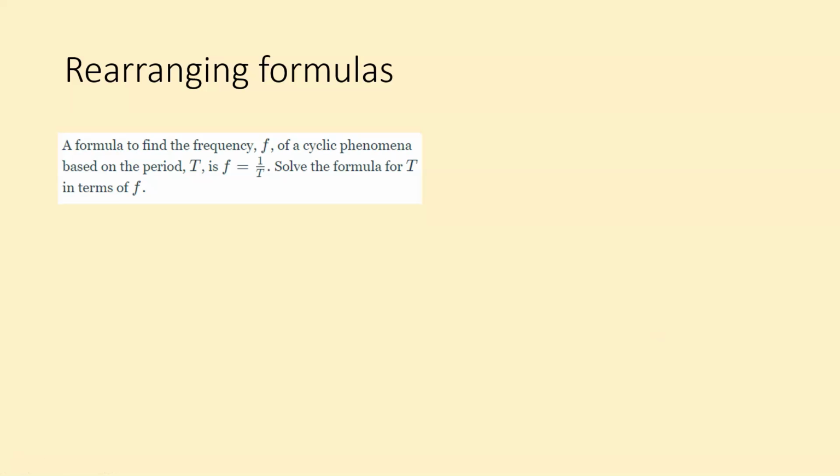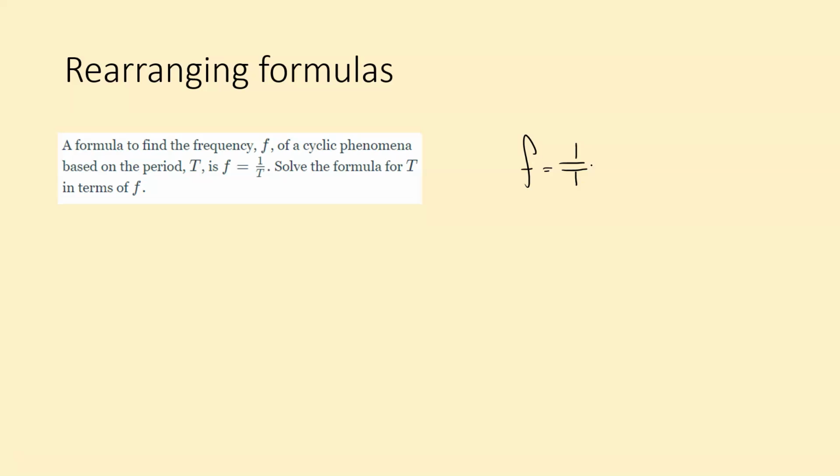Here we have another rearranging formulas. A formula to find the frequency f of a cyclic phenomena based on the period t is f equals 1 over t. Solve the formula for t in terms of f. So we have f equals 1 over t.